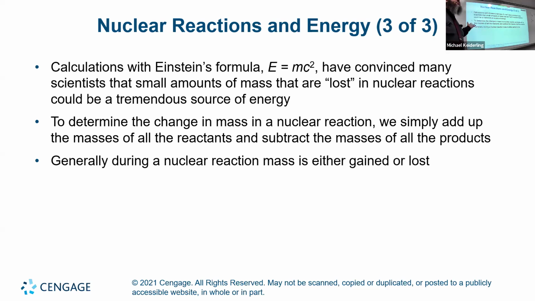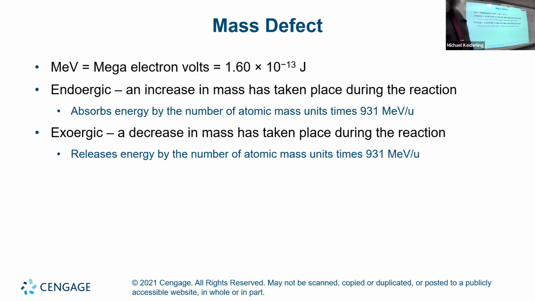So for example, in that fusion process, where you start with 4 hydrogen nuclei and end with a helium nucleus, 2 electrons, and 2 neutrinos, mass is lost. The end products have less mass than the starting products, and that comes out as energy. And the mass defect is usually measured in mega electron volts. And if you have an increase of mass during the process, that is an endergonic reaction. It absorbs energy.